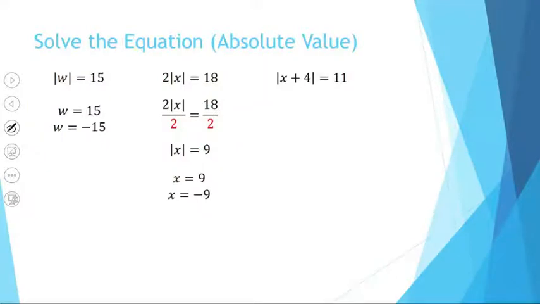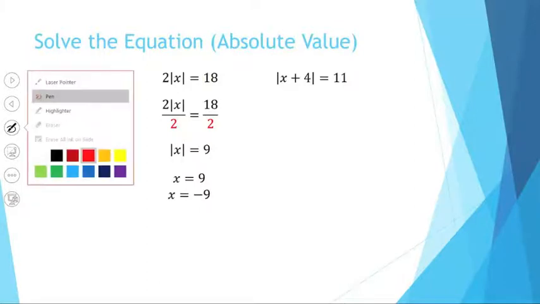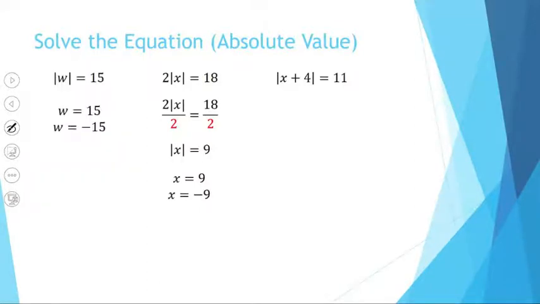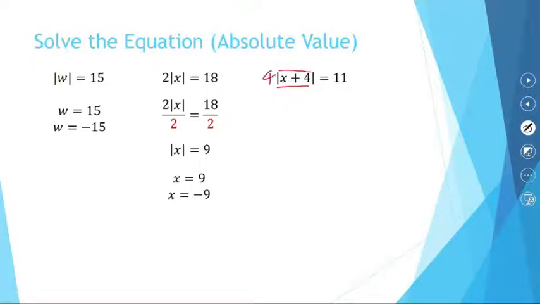Now this one gets a little confusing, so pay attention carefully here. I have the absolute value of x plus 4 equals 11. Now notice the absolute value is by itself over here. There's nothing outside the absolute value, right? There's no like 4 here or plus 1 or something. Right? The absolute value is there. There's nothing outside the absolute value.